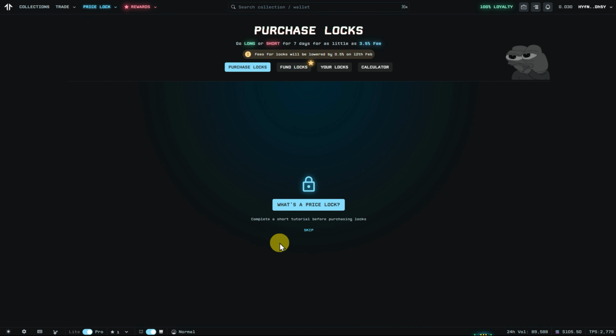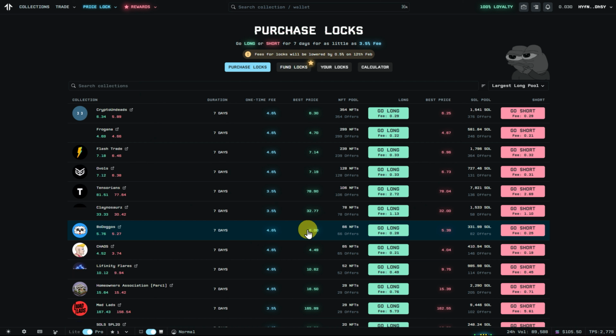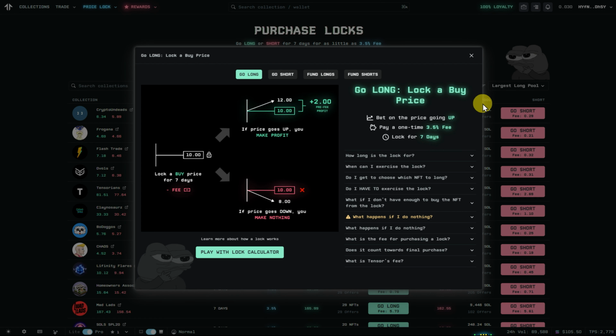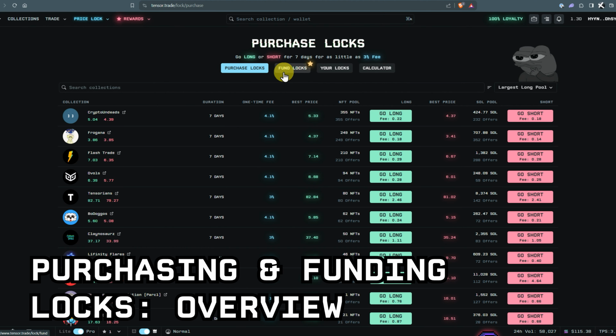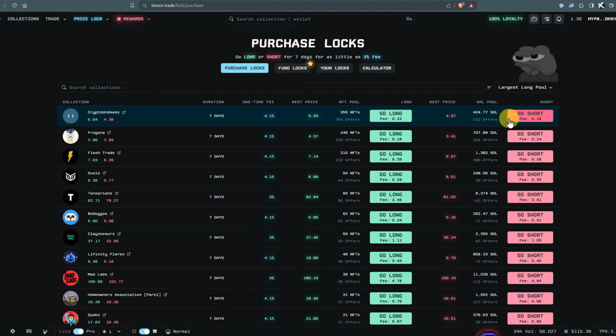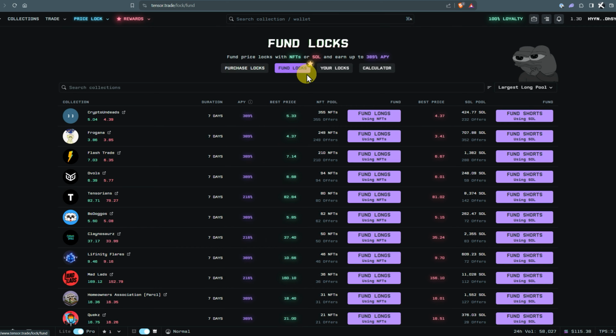This is a brand new wallet. So if you've skipped this for some reason, don't worry, just come and click here and you can get all the information nice and easy. Now we've got a couple of different sections when it comes to locks. We can purchase locks by going long or going short, but we can also fund locks. If we click here, fund locks, this is where we can fund longs or fund shorts.